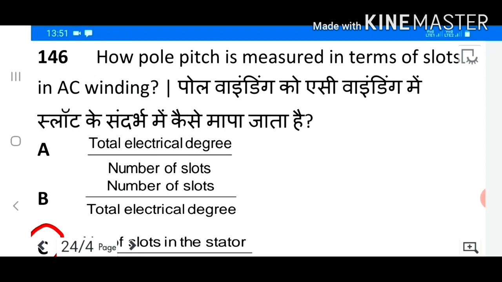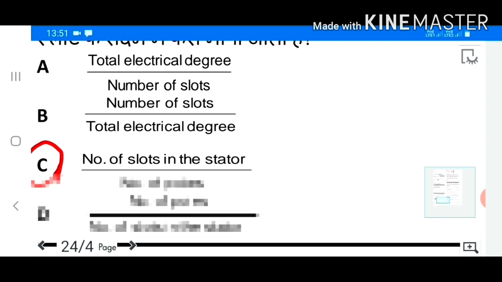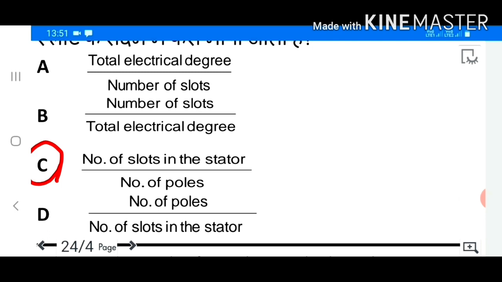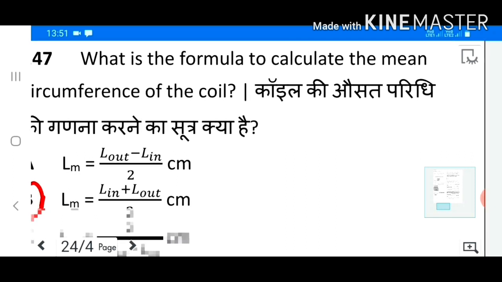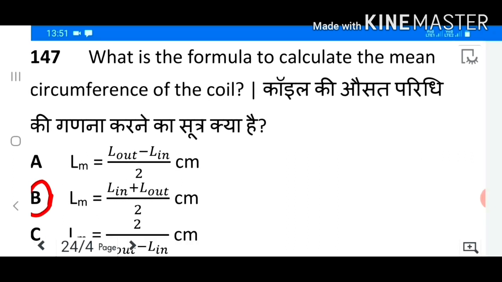146. How pole pitch is measured in terms of slots in AC winding? Answer C. Number of slots in the stator divided by number of poles. 147. What is the formula to calculate the mean circumference of the coil? Answer B. L mean equal to L in plus L out divided by 2 centimeters.